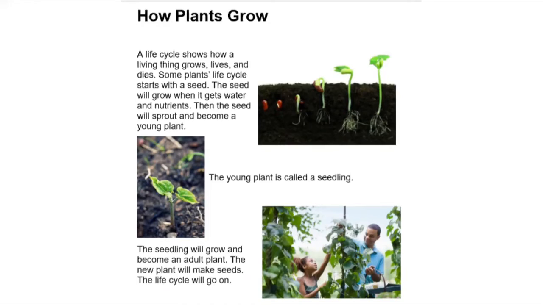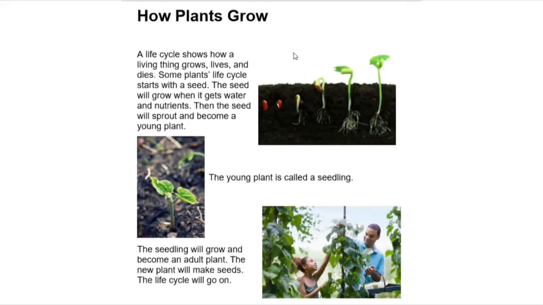A life cycle shows how living things grow, live, and die. Some plants' life cycles start with a seed. The seed will grow when it gets water and nutrients. Then the seed will sprout and become a young plant. So you can see over here, seed, getting bigger, sprouting, seedling, and more of a seedling. And you can see the roots down here as well.